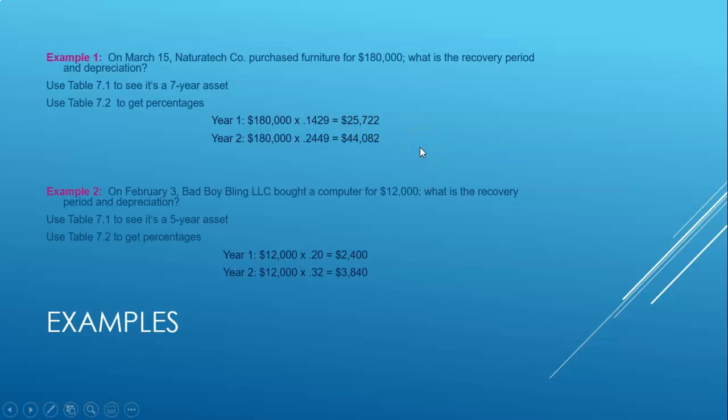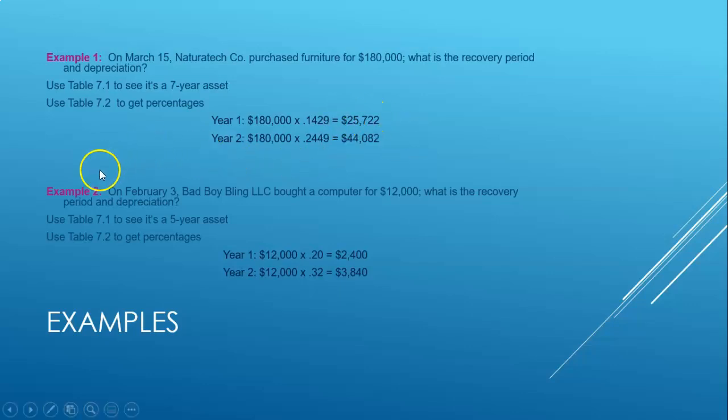So we would end up with 7 primary years, and then we'd get that last little bit on the eighth year. Once it's fully depreciated, even if we're still using it and it's still good, we just stop depreciating it. You cannot depreciate it anymore once it's fully depreciated, so you have to keep track of it.